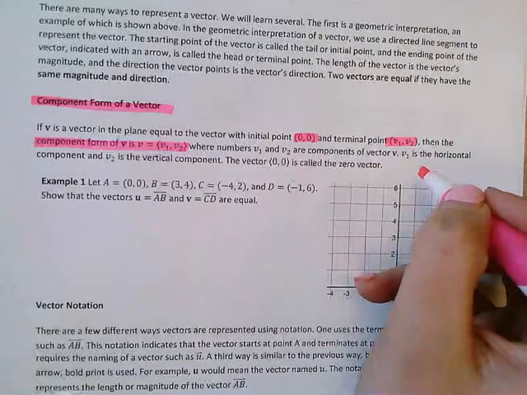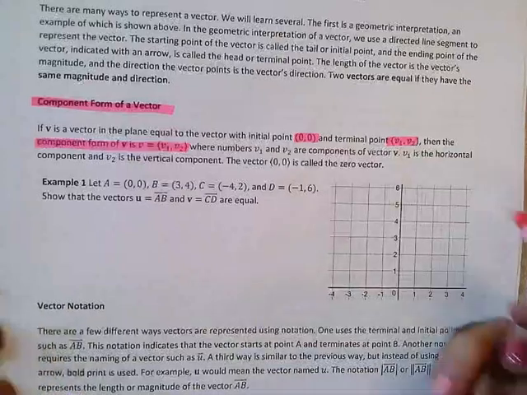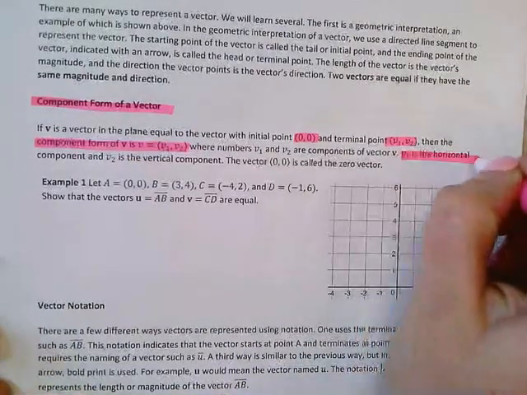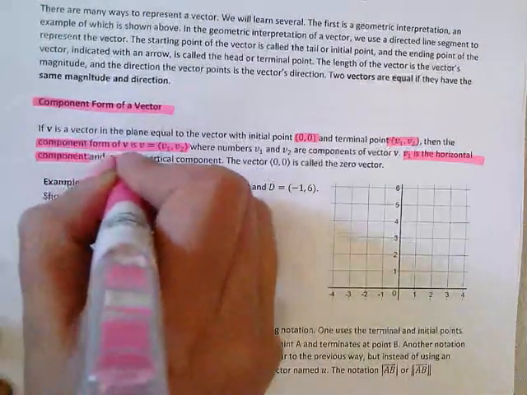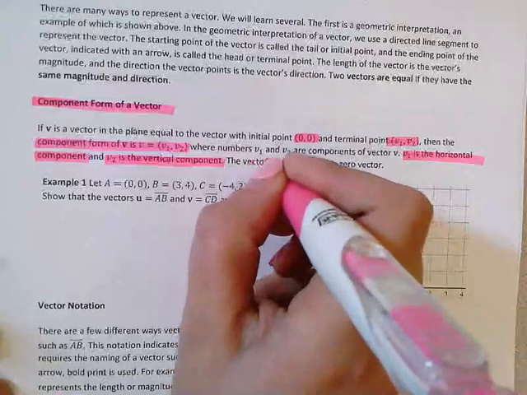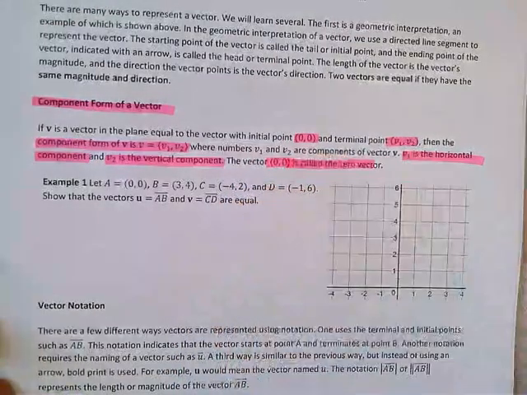They are basically the horizontal and the vertical components. They are telling us how far right and how far up the vector is going. So v1 is your horizontal component and v2 is your vertical component. And you guys remember that the vector ⟨0, 0⟩ is called the zero vector.